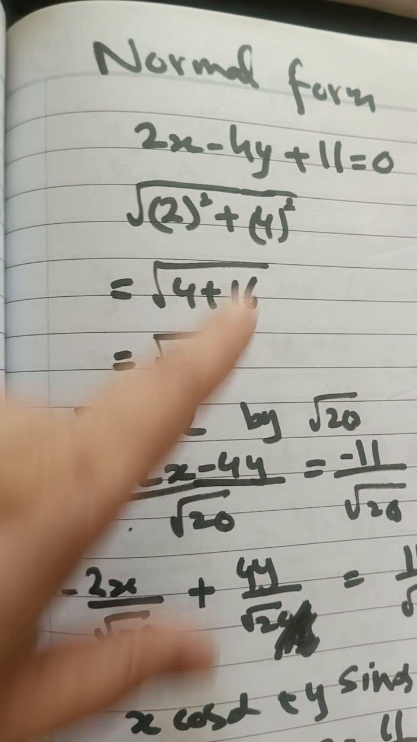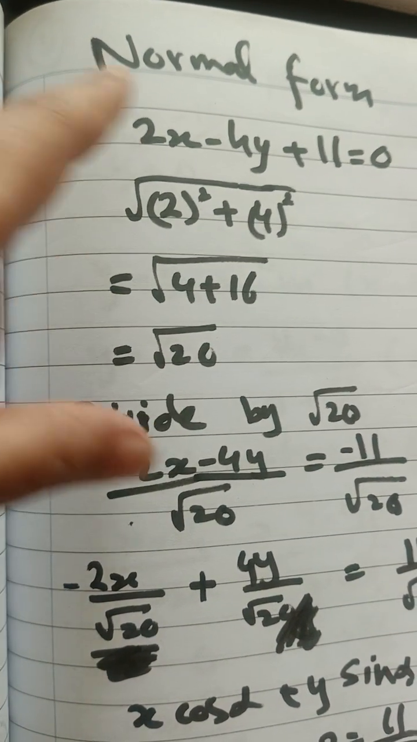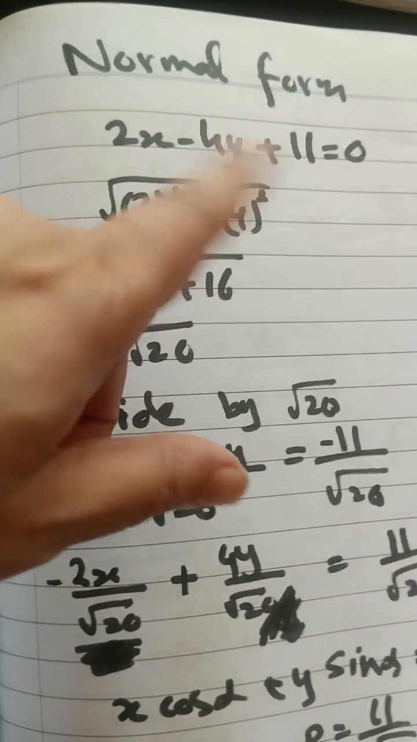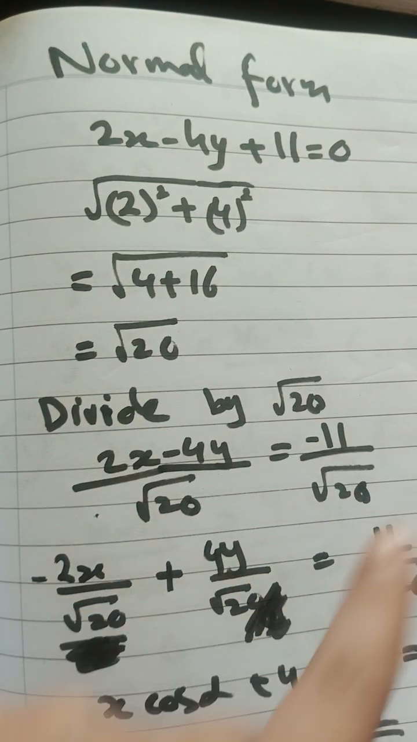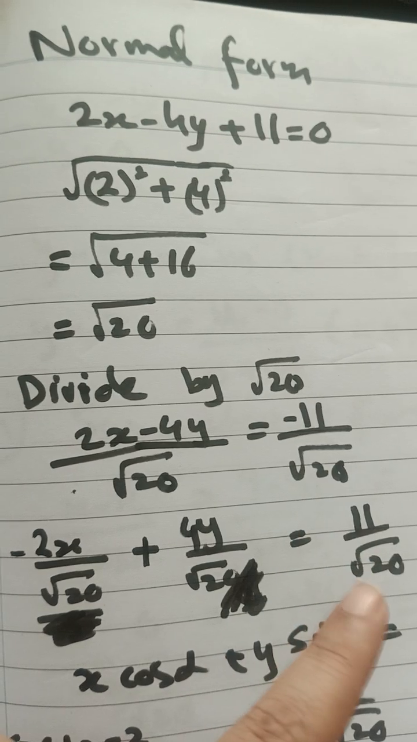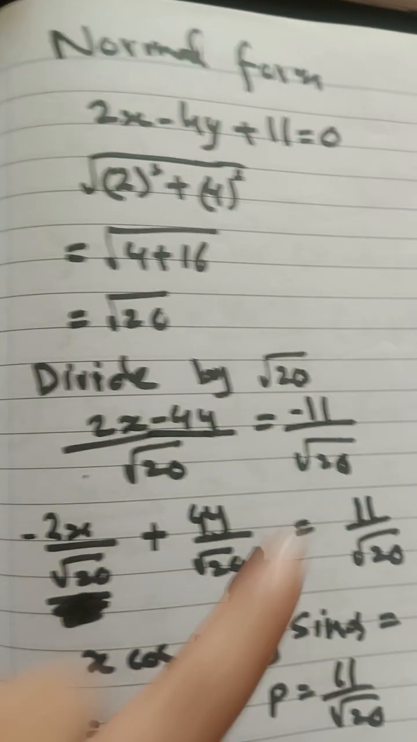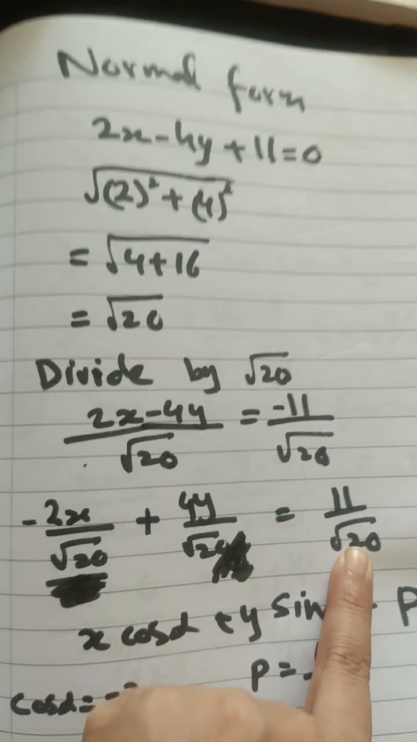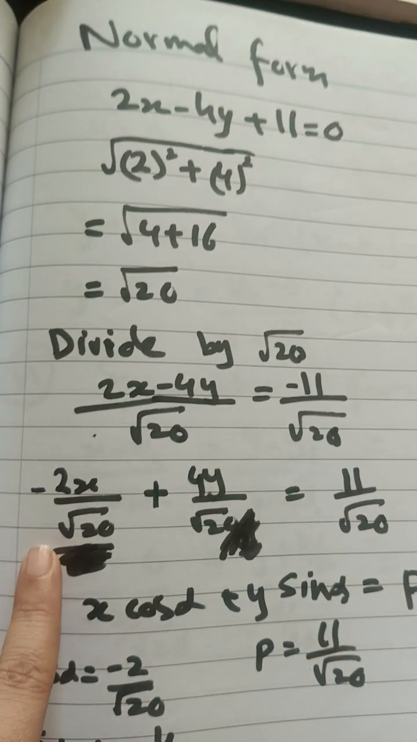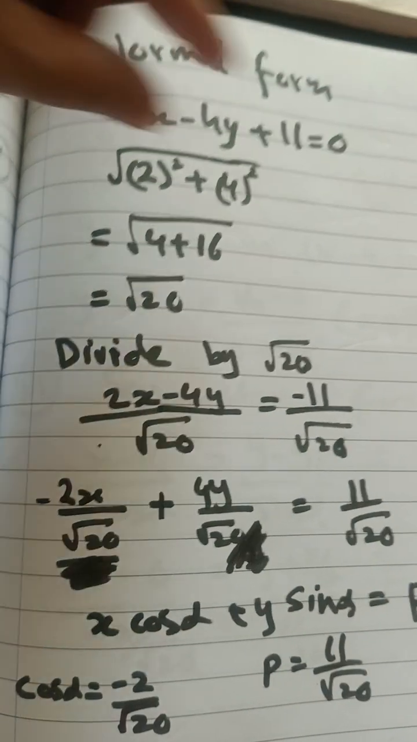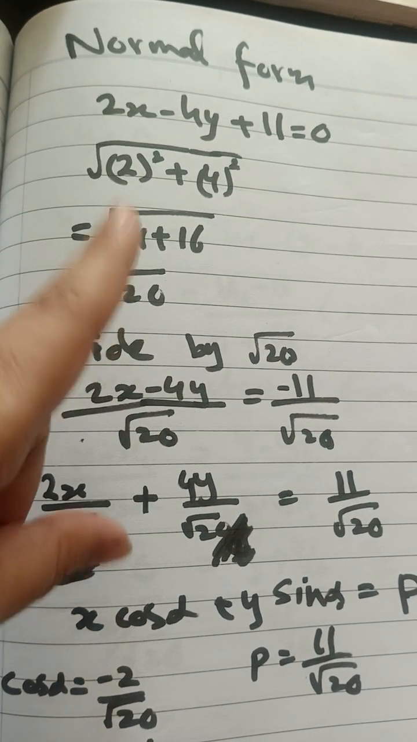2 square and 4 square, it will become under root 20. Divide the whole equation by under root 20, and taking minus 11 to the other side, we will divide that also, with the minus sign. We will multiply everything with a minus sign so that this becomes positive. Now this is the normal form. You just have to take the two numbers 2 and 4, squaring and adding.